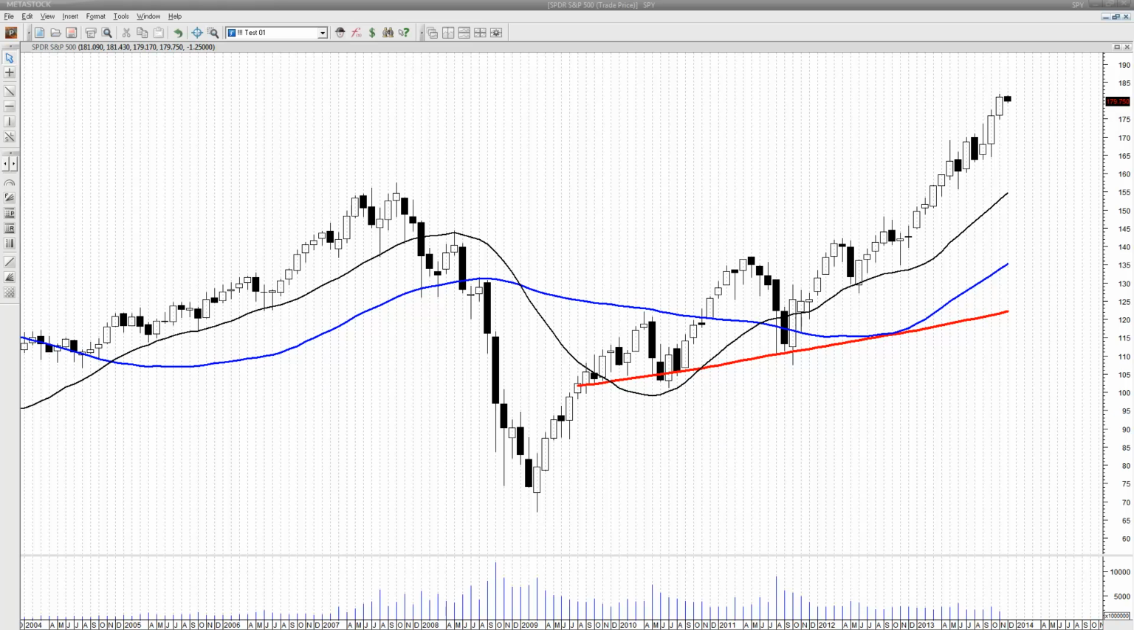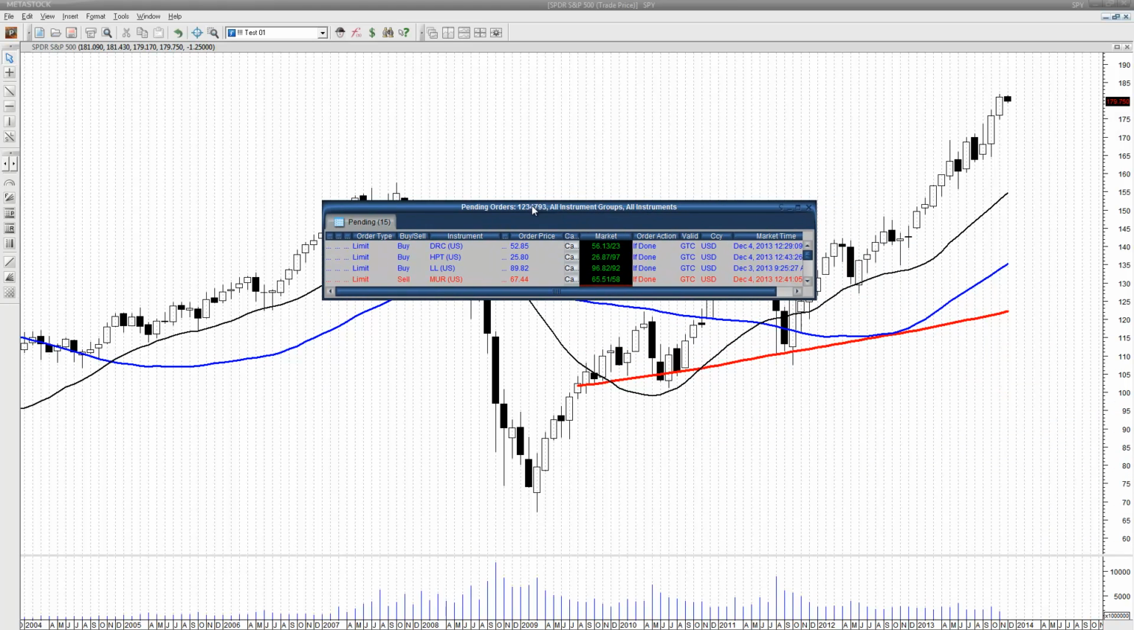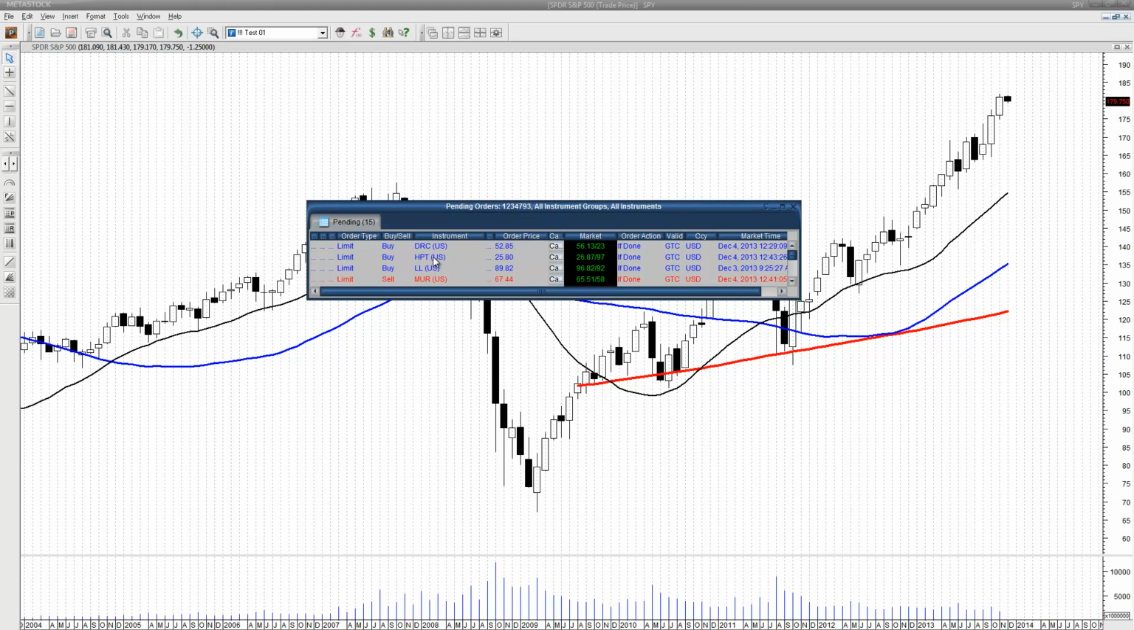Okay, take a look at the list. A buy limit order, DRC, 52.85. HPT, buy limit order at 25.80. LL, Lumber Liquidators, buy limit order at 89.82. And Murphy's Oil, short sell limit order at 67.44.